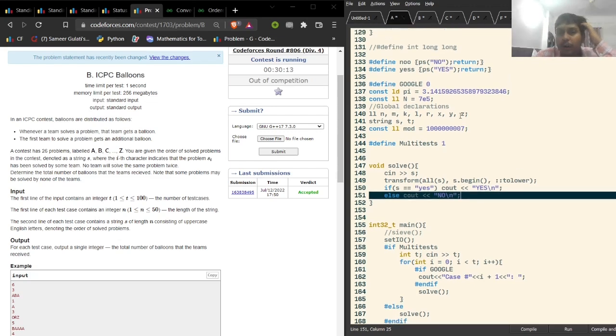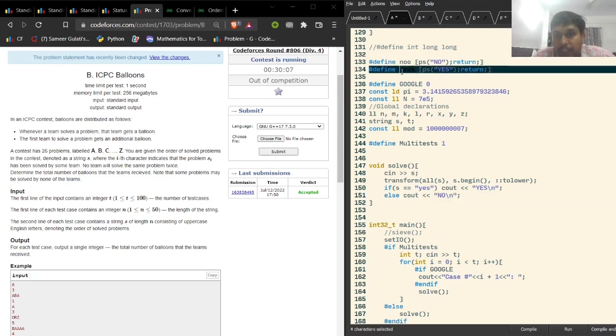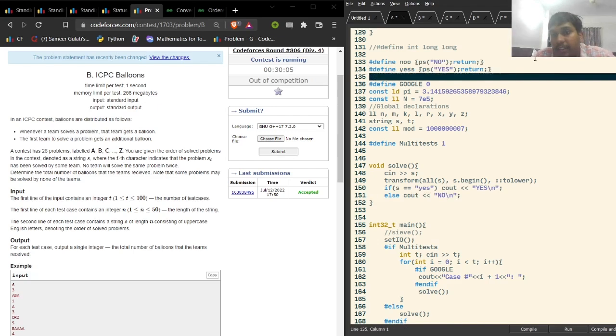In general, in contests, it's better to have a very fast submission. So I just have this define yes, which prints yes and returns from my solve function, and no, which just prints no and returns from my function. So that is how I can submit it within a minute or something. But you could just do it very simply like this.